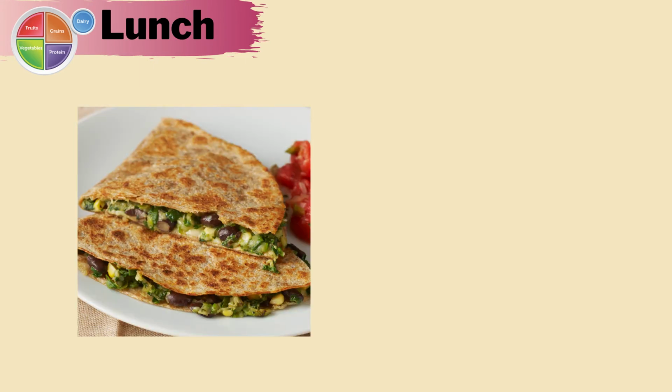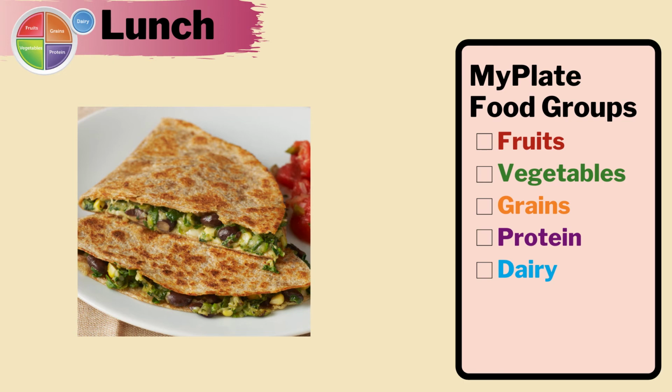Let's check out what I had for lunch. For lunch, I'm having a black bean and vegetable quesadilla. In this meal, I have 4 out of the 5 food groups. For vegetables, I have the zucchini, spinach, and corn in the quesadilla. For grains, I have grains from the tortilla. I have protein from the black beans and dairy from the cheese. How would you include fruit in this meal?